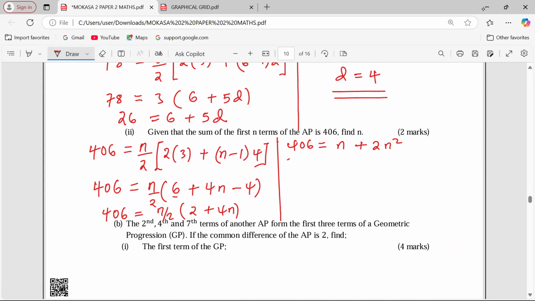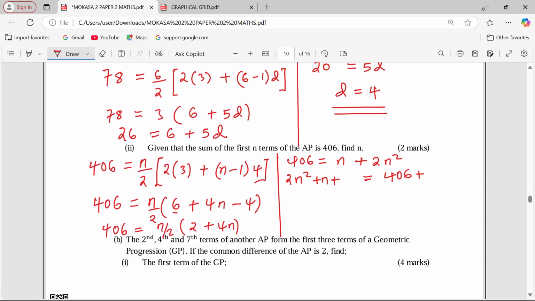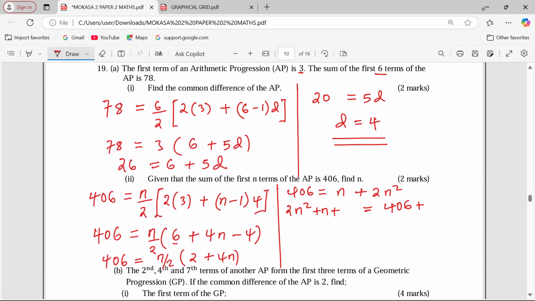So we can write 2n squared plus n equals 406, because I want to solve it using the completing square method. For me to use the completing square method, I'm supposed to make the left-hand side a perfect square. To make it a perfect square, I should add a constant C, and this constant C is given by the value of b over 2, then squared.